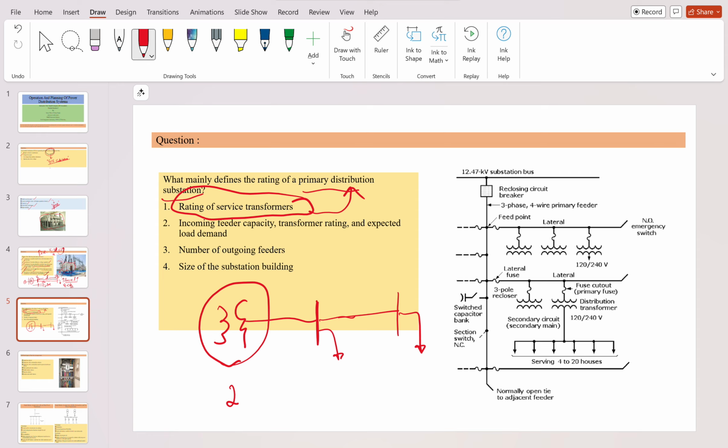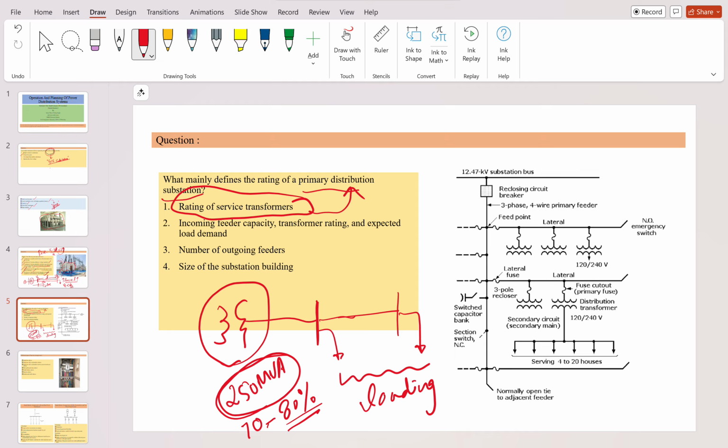Suppose this is 1250 MVA. This is kept because of the loading requirement of the line, whatever loads you are going to feed, it is in that range. In the previous classes I told you, 70 to 80% loading is permissible in the distribution transformer considering its rating. So whatever the loading is, it should fall in the 70 to 80% range of the 250 MVA.